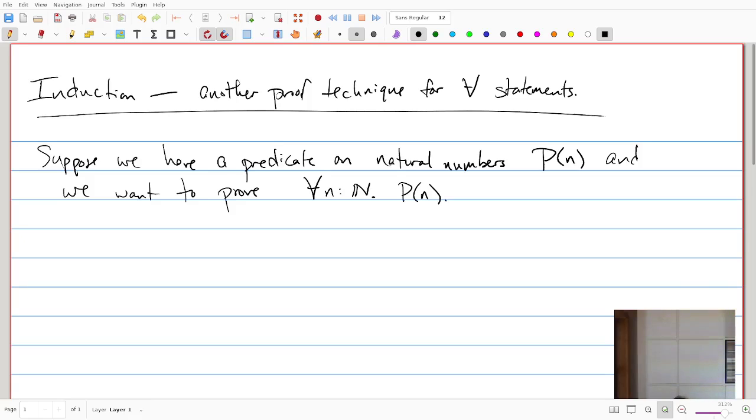For example, we'll do some examples later. Maybe P is n is greater than or equal to 0. That's obviously true for all natural numbers. We would not need induction to prove that. We just say, let n be an arbitrary number. Every number is greater than or equal to 0. But we'll see examples later of more complicated propositions where that would not be good enough. Okay?